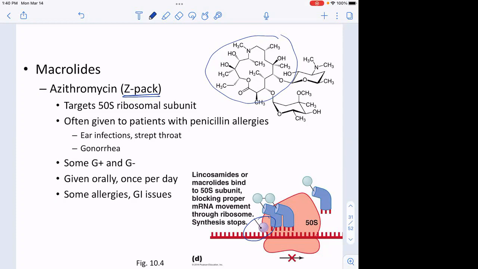So things like strep throat or ear infections, especially commonly given to patients if they have a penicillin allergy, so they can't take amoxicillin for some of those general things. It's also used in conjunction, usually with a tetracycline, for gonorrhea.